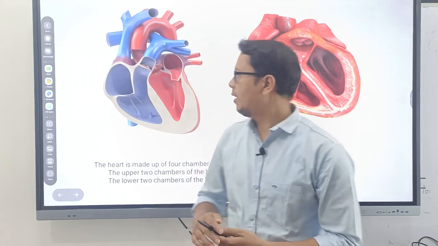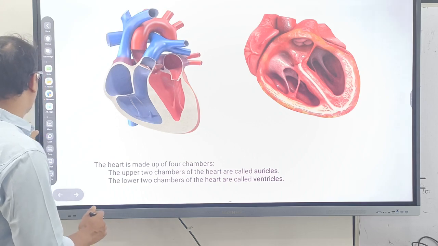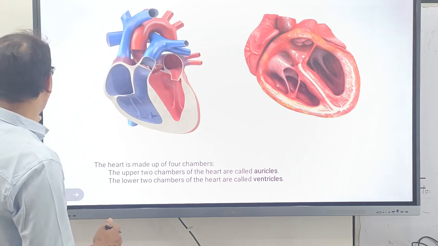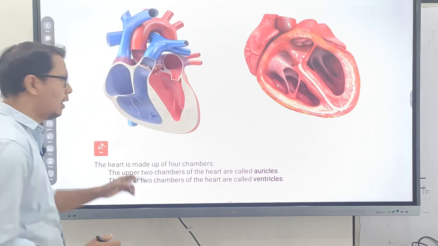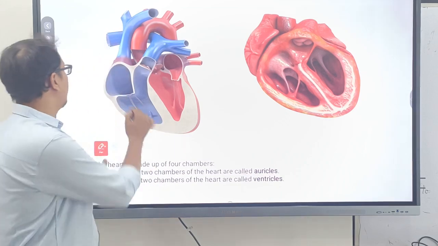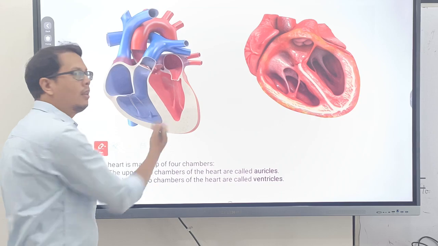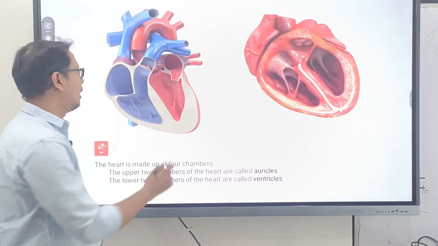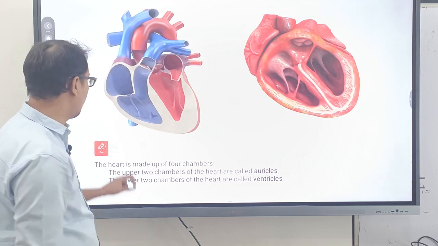Similarly, in this cross-sectional view, we'll divide the heart into right side and left side. If I am standing like this, this is my right side. So this will be the right side of the heart and this portion will be the left side of the heart, divided by this muscular wall known as the septum.